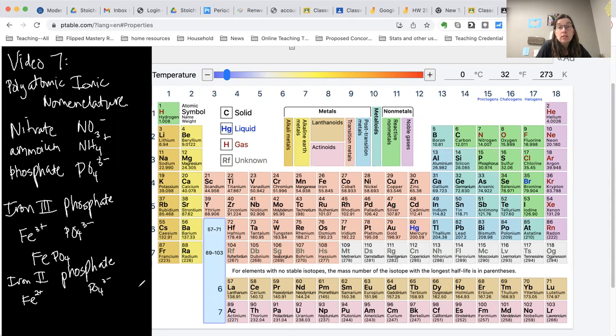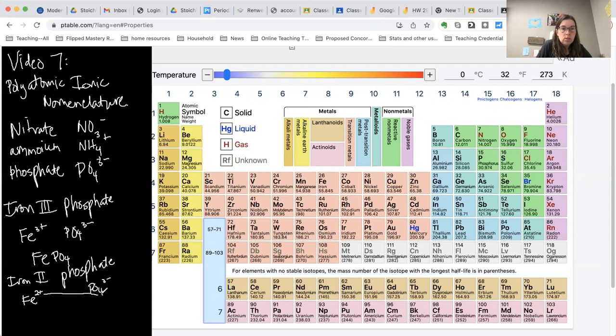Because the point of this is electrical neutrality. You have to have the correct number of each of these polyatomic ions, the correct ratio, so that they have a neutral overall charge. Otherwise, they're violating that rule, that overall goal that atoms have when they form bonds.